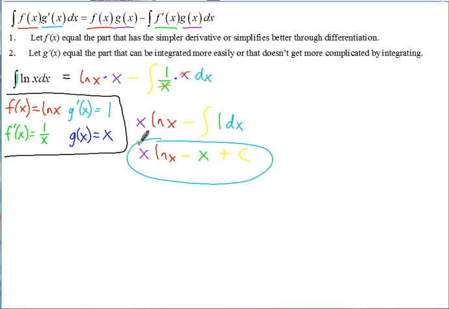So that's what the integral of natural log of x equals using integration by parts. All right, let's take a look at another example. It's a little bit more difficult.